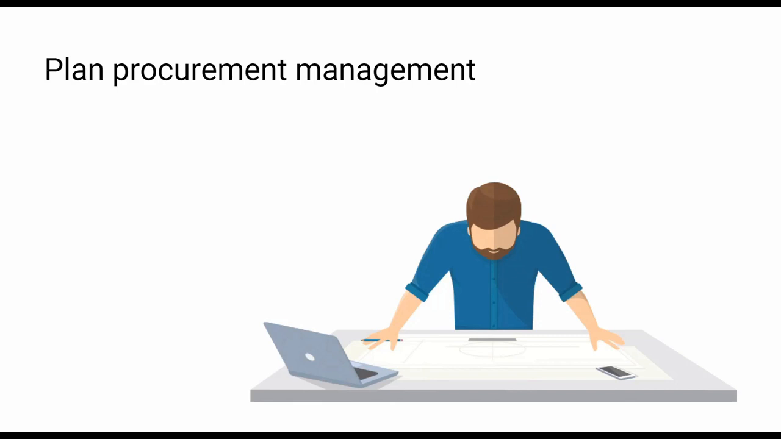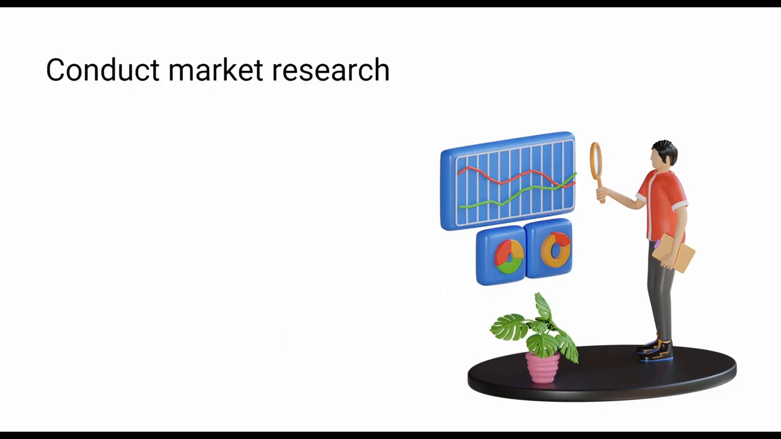This involves determining what project needs can be met with available resources and what needs must be met by external sources. The second process is to conduct market research. This involves identifying potential vendors who can supply the needed products, services, or results and assessing their capabilities.